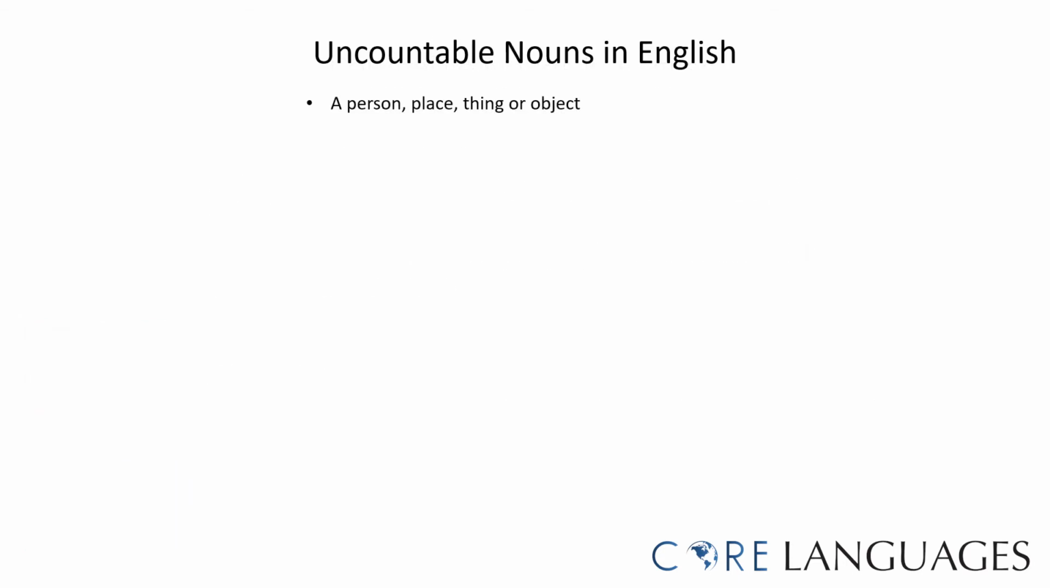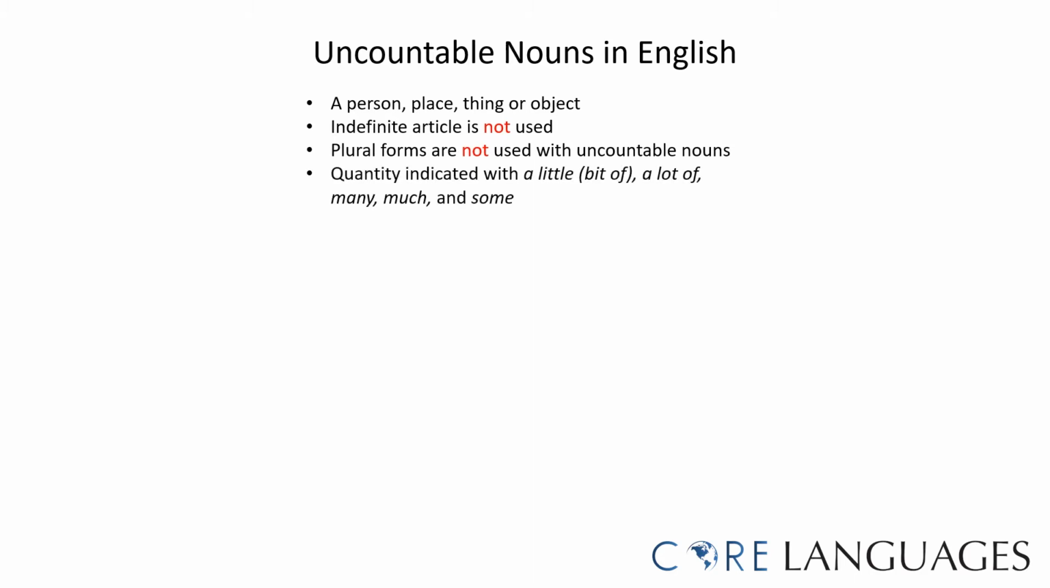Uncountable nouns can be a person, a place, a thing, or an object. But we do not use the indefinite article a or an for uncountable nouns, and there is no plural form with uncountable nouns. The quantity of an uncountable noun is indicated with a little or a little bit, a lot of, many, much, and some.